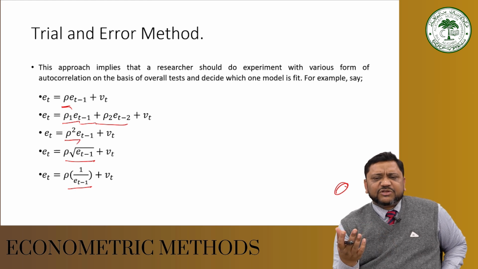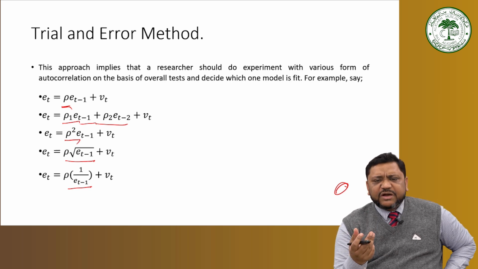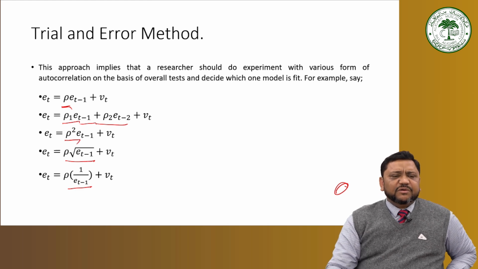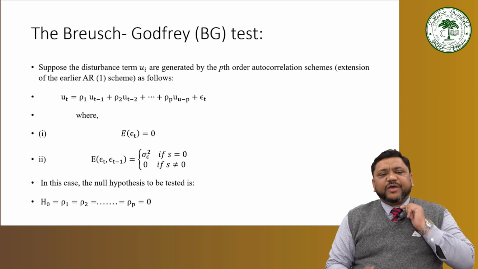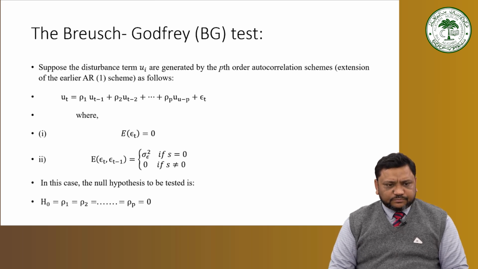If R square is maximum, then we will find that rho hat is also significant. And if the R square is maximum and the rho hat is also significant, then we will be taking that to be the best method. Okay, now we move on to the next method.